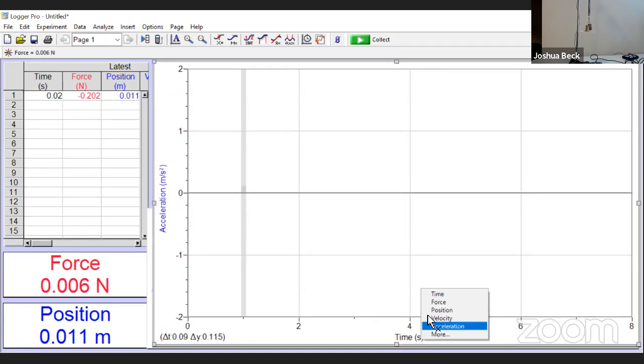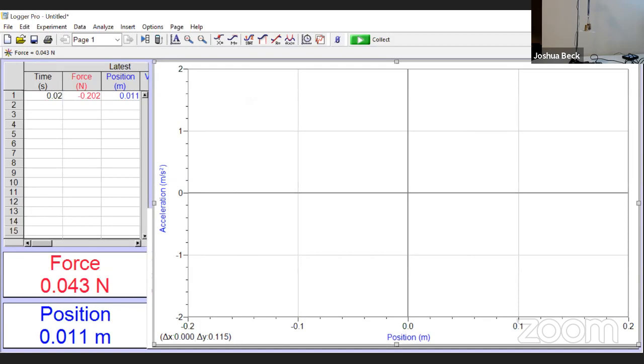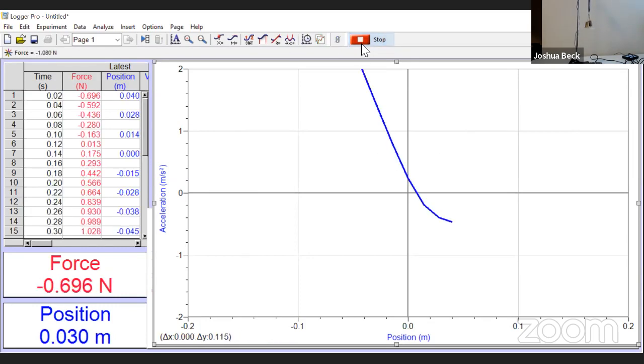Let's change this to position. That'll give us our x value. We're going to go from negative 0.2 to positive 0.2. All right, so this should be the graph that we're trying to create. This is the second part of the homework problem. So I'm going to go ahead and let this thing get going, and then we'll collect some data.